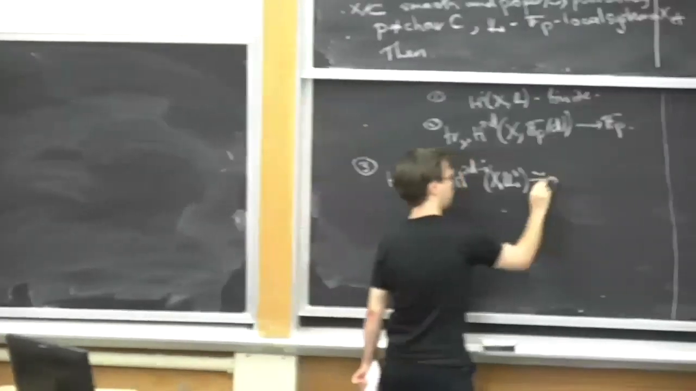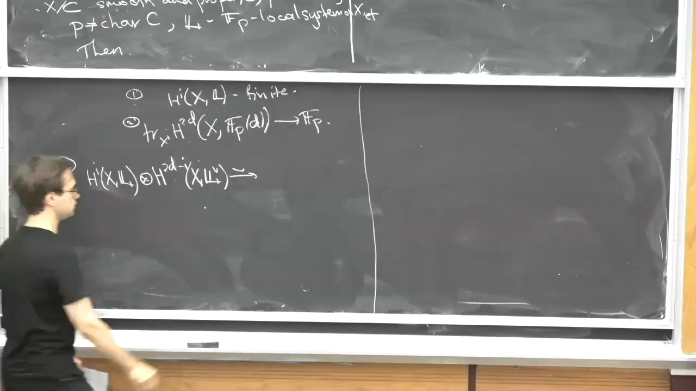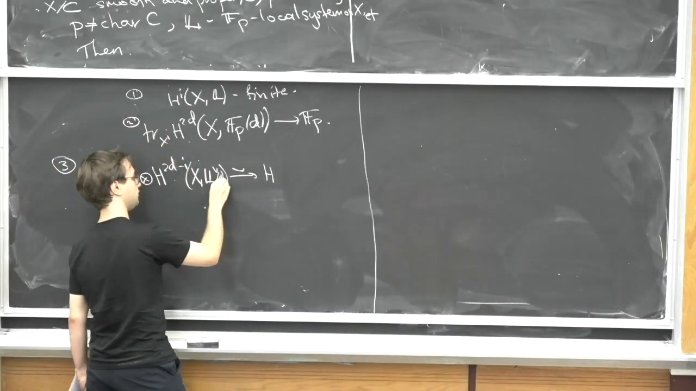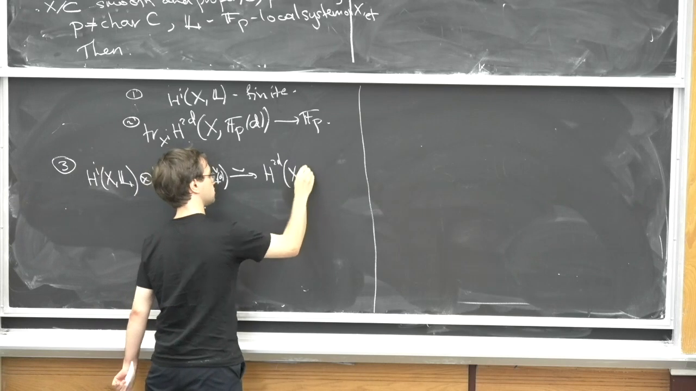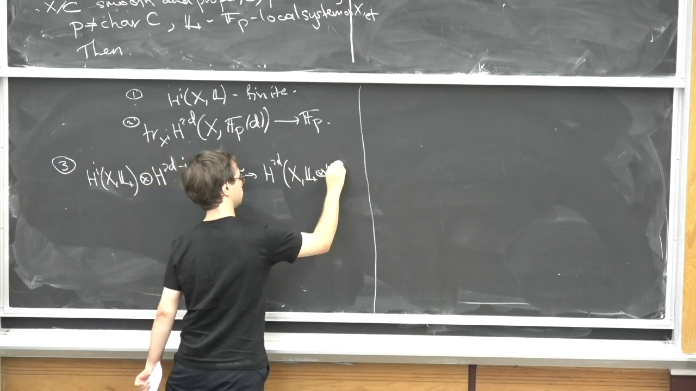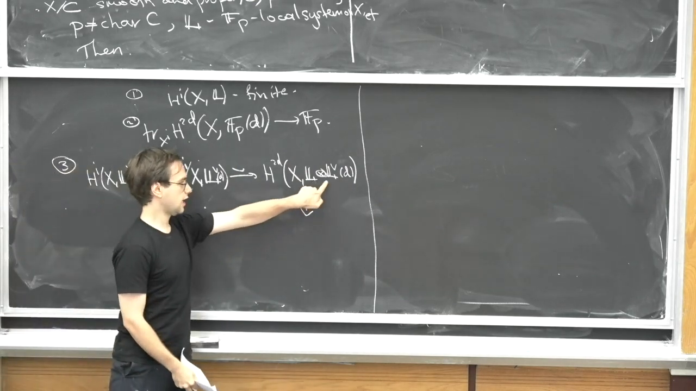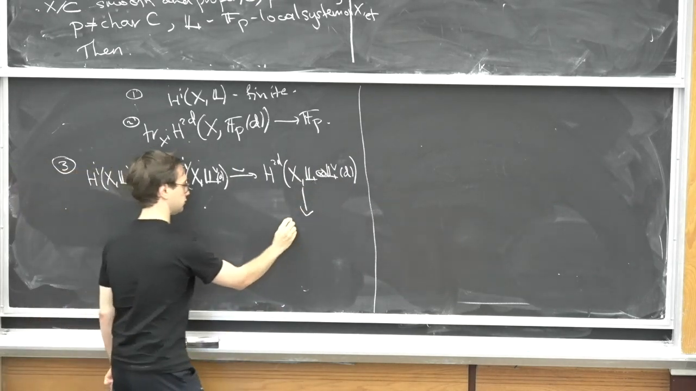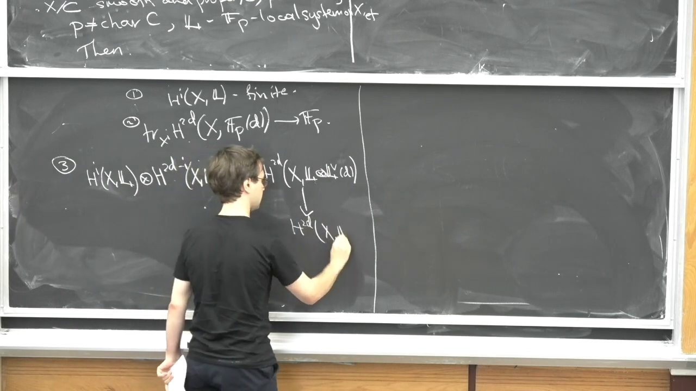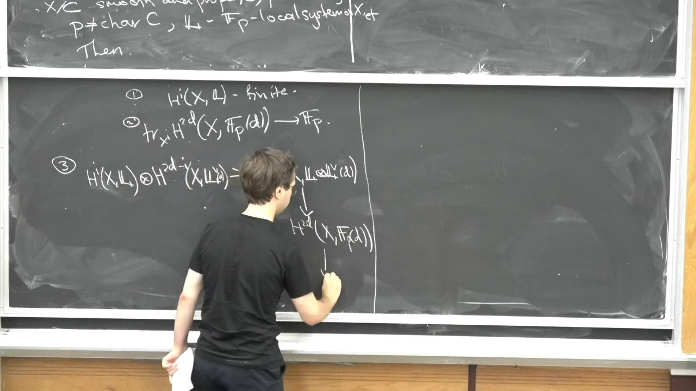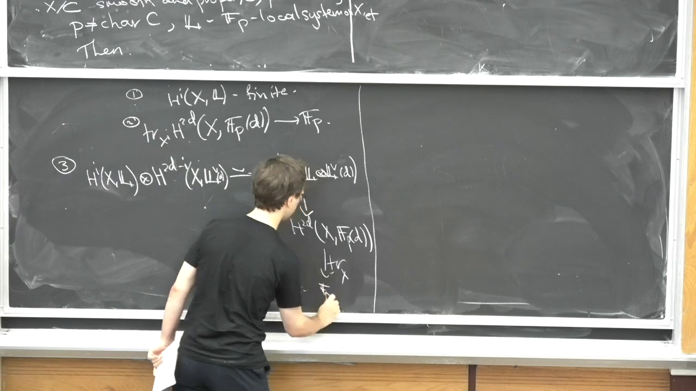The last one is that we have H^i(X, L), and we take the tensor product with H^{2d-i}(X, L dual). By cup product, it has a map to H^{2d}(X, F_p) twisted by d, since we compare L with L dual. This admits the trace map to F_p, and we ask that this pairing is perfect.